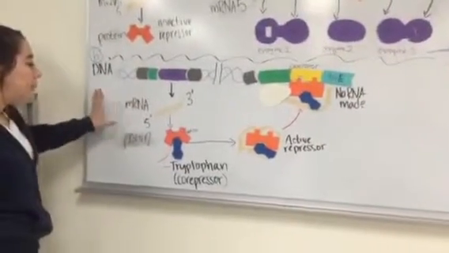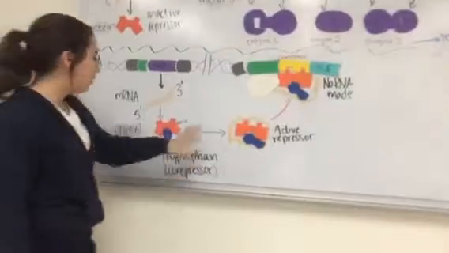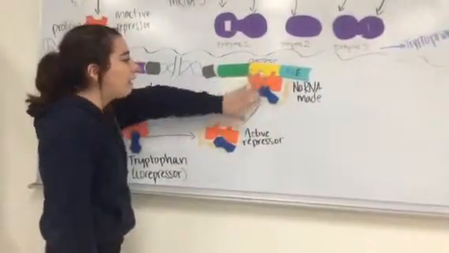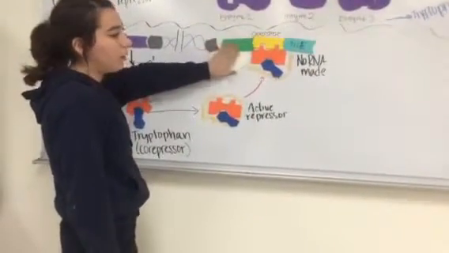In this scenario, tryptophan is already available and binds to the inactive repressor to activate it so that it attaches to the operator. And in this case, the RNA polymerase is unable to go down the chain and no RNA is made.